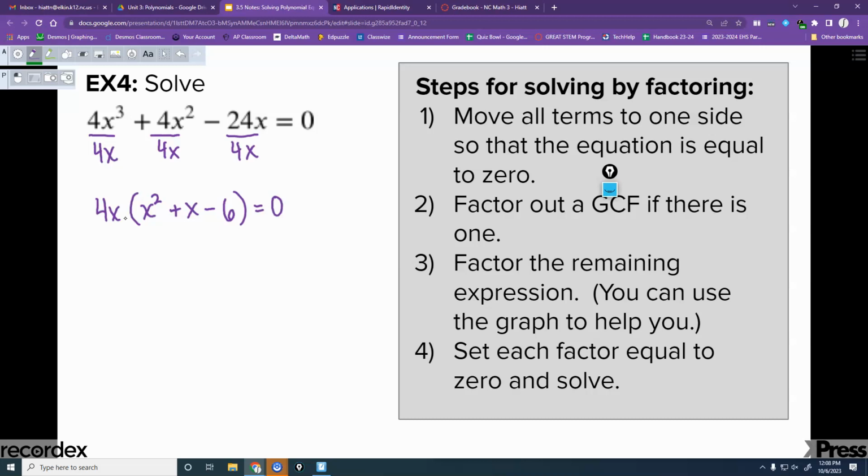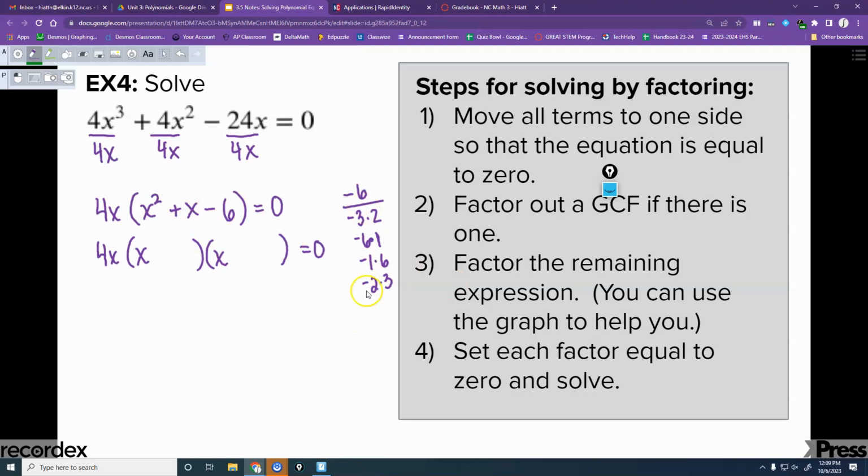Now, after we have factored out a GCF, if there is one, then we want to try to factor what's left. So if I'm trying to factor this, let's see, Peyton, I know I've got x squared, so that's going to be an x and an x. I need numbers I can multiply to get negative 6. What could I multiply to get negative 6? Negative 3 times positive 2. Negative 6 times 1. Negative 1 times 6. Negative 2 times 3. Which one of those would give us this positive 1x in the middle?